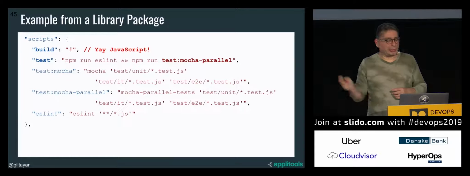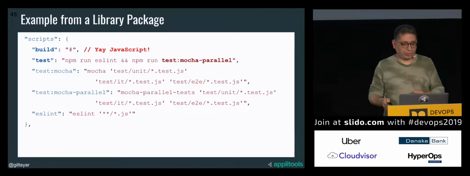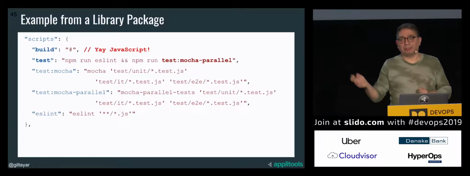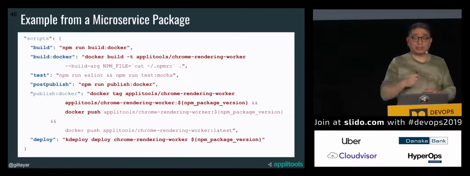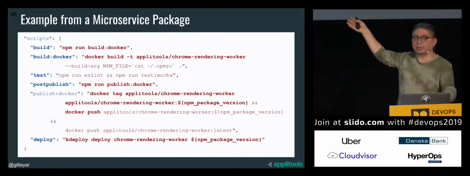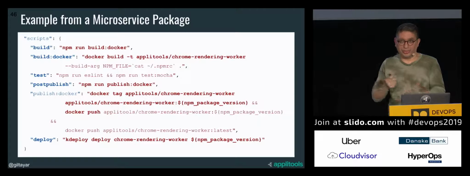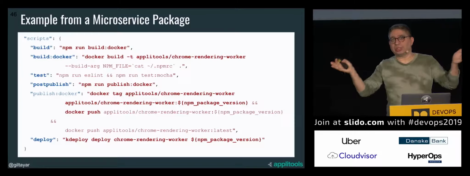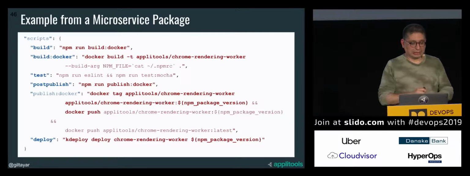Example from a library package, I won't get into that. Build, I don't need to do anything to build. JavaScript, beauty. And test, I run Mocha tests and run ESLint. Not very interesting. Microservice is more interesting. Build, I just npm run build Docker, and build Docker just builds the Docker image, as we all know and love if we know how to build Docker images. Test is I run all the JavaScript tests. How to test microservices is a whole thing unto itself.